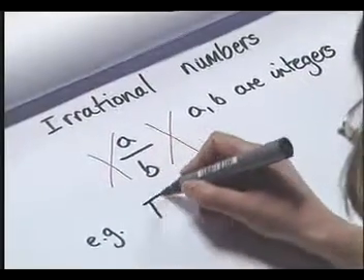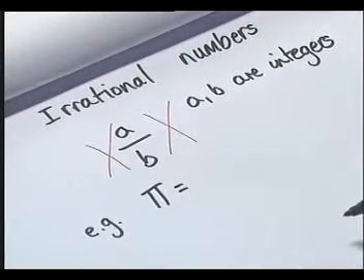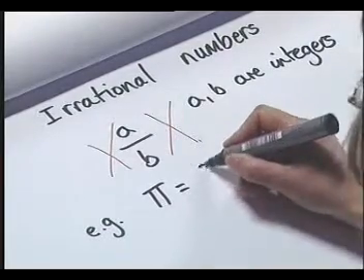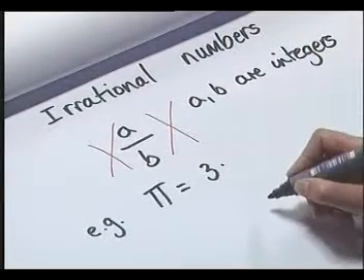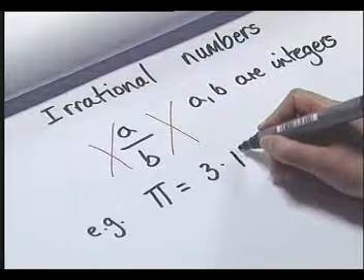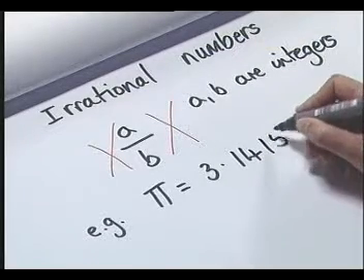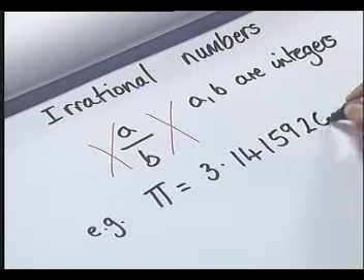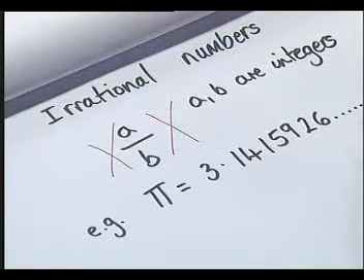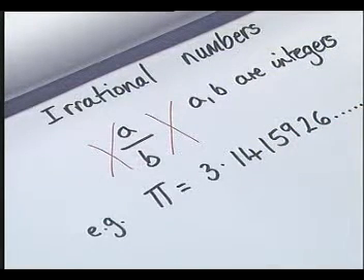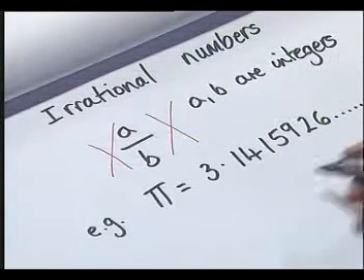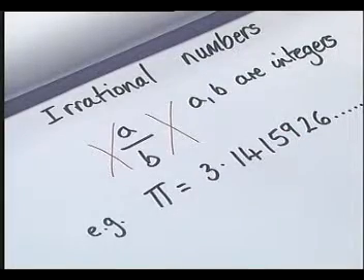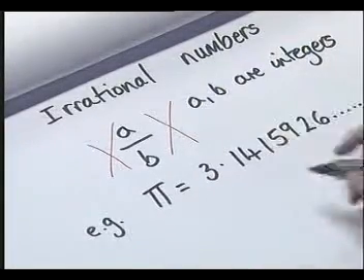An example of an irrational number is pi. Now, pi, written as a decimal, is 3.1415926, and it goes on forever. It doesn't repeat in any pattern, and so it can't be expressed as a fraction. It's an irrational number.